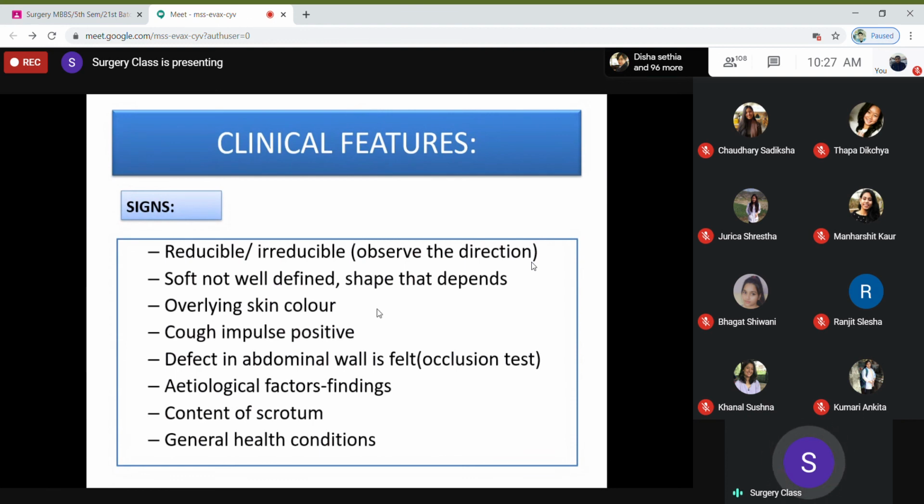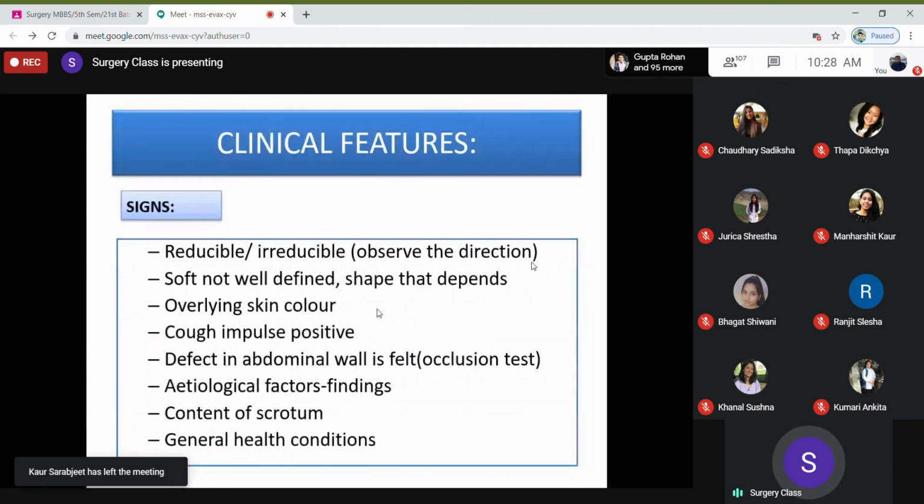And if you reduce that swelling, you can see a defect in the abdominal wall. You put one of your fingers or thumb on it and ask the patient to cough. Then you will not see any swelling coming out, but you can feel a pressure in the finger when you occlude the opening of the hernia. That's known as the occlusion test.